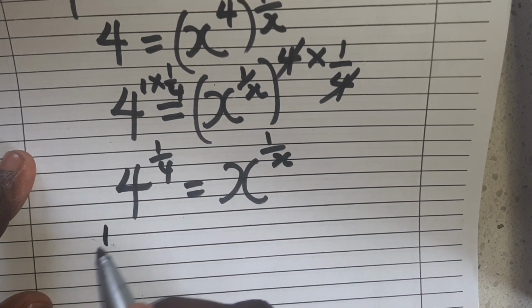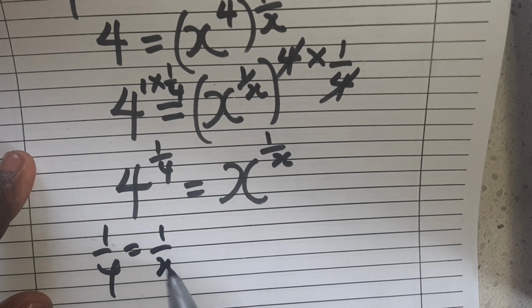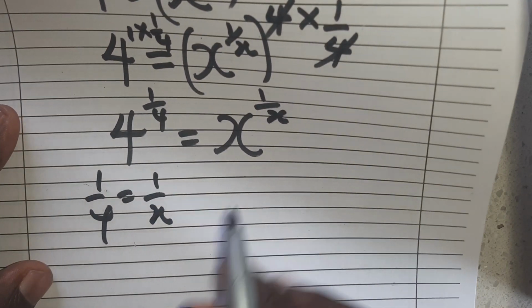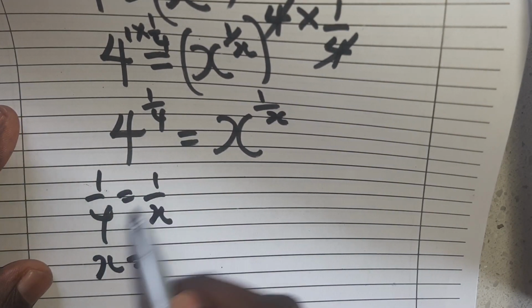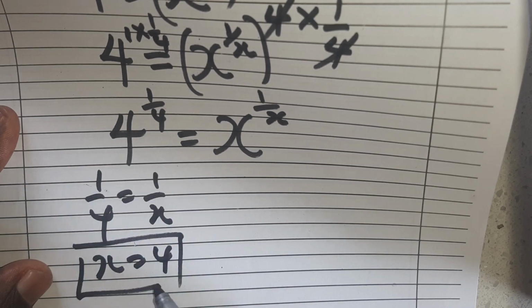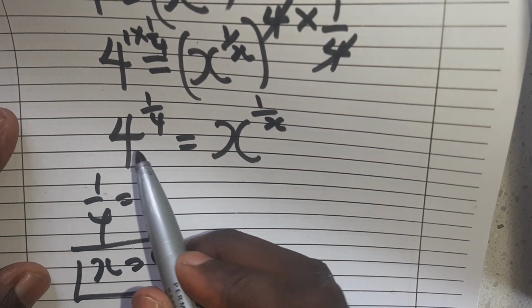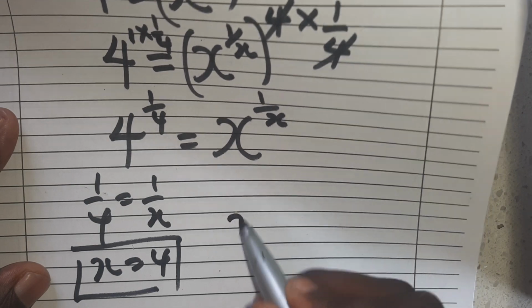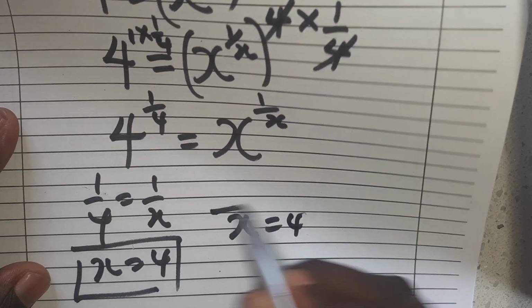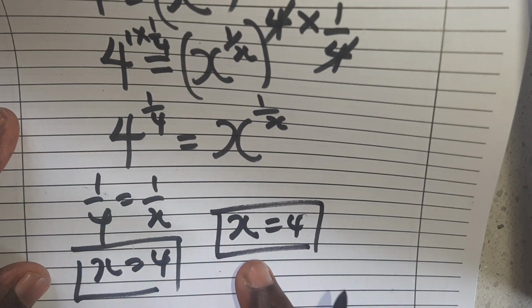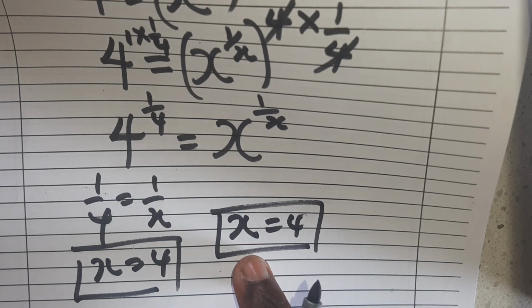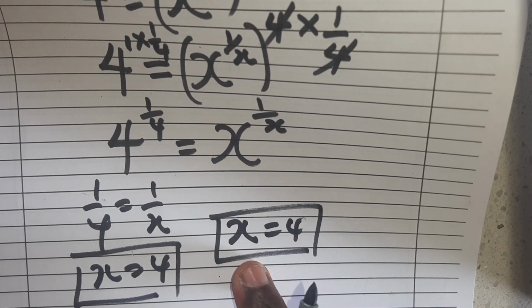So 1 over 4 equals 1 over x. Then you can cross multiply, x times 1 is x equals 1 times 4, 4. We have x equals 4. Or you can just equate the bases, x equals 4. So for case 1, we know that x equals 4. So let's look at case 2.